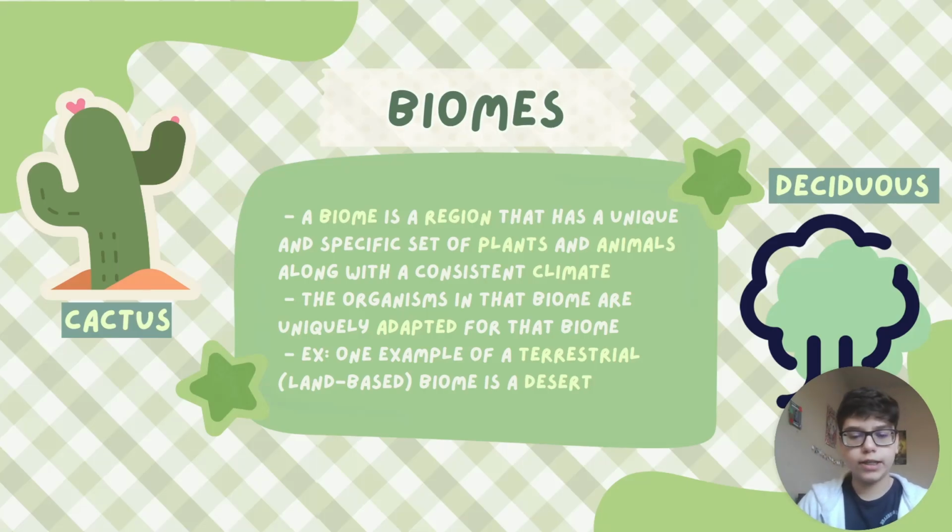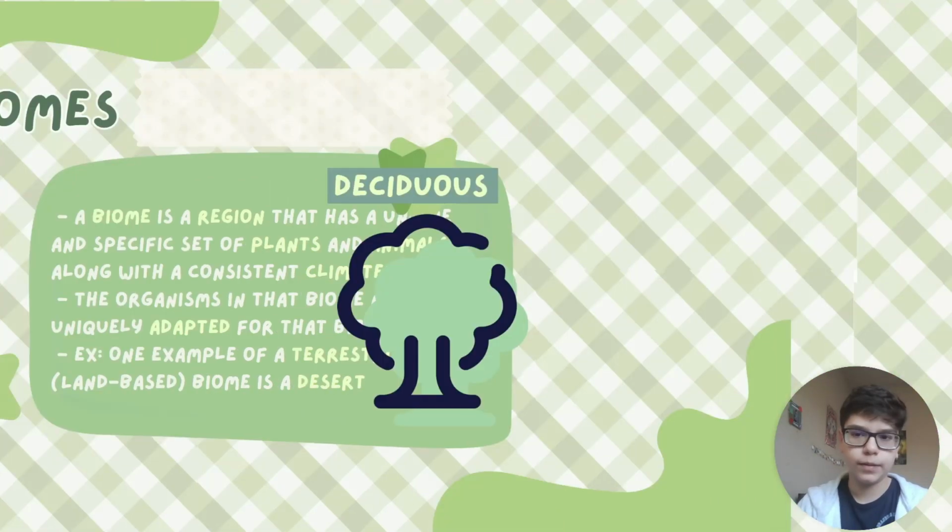And maybe if you need an example of a biome, and we'll go with the terrestrial one this time since that's our topic, would be a desert. Remember, terrestrial means land-based. You see that cactus, that is an example of an organism uniquely adapted to the desert, and we'll go more into that later. And off to the side, I have an oak tree, and you're going to know that as a deciduous tree. Later on, you'll figure out what a deciduous tree means in terms of biomes.